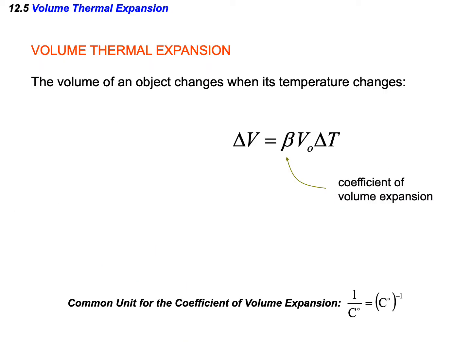So volume expansion, this equation is very similar to the linear expansion. Delta L is the linear expansion coefficient times the initial length times the temperature change. Volume change is the volume expansion coefficient times the initial volume times the temperature change.